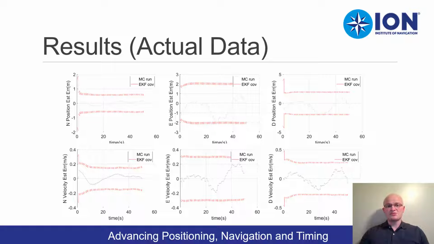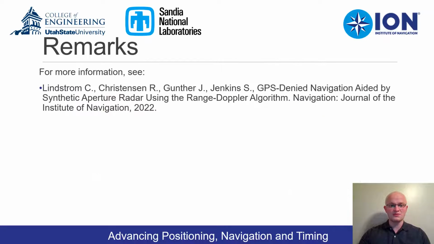The same system was applied to real data collected near Utah State University in Cache Valley, Utah. Position and velocity estimation errors are again shown here. They behave similarly to the simulated case, with less than 3 meters of position estimation error and less than half a meter per second of velocity estimation error.